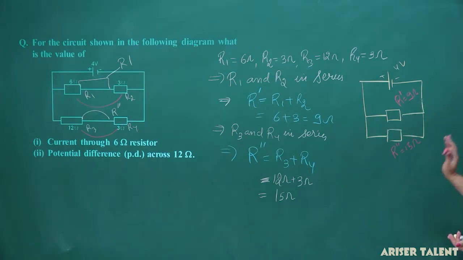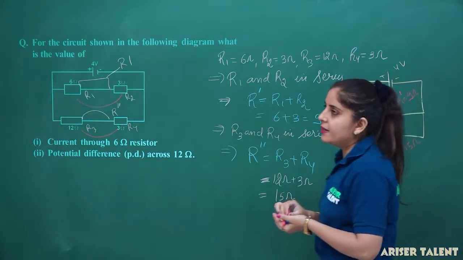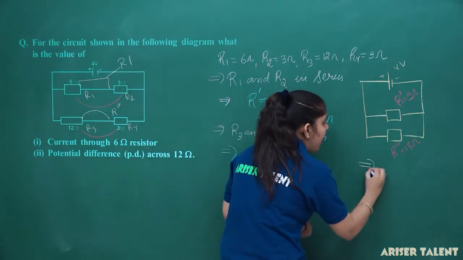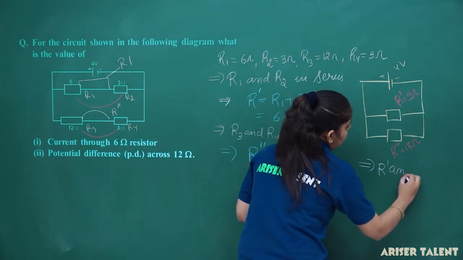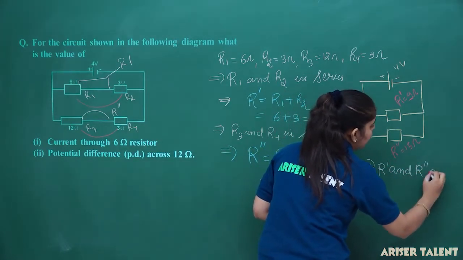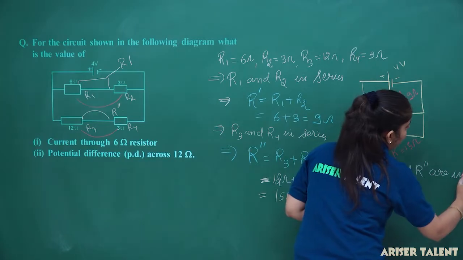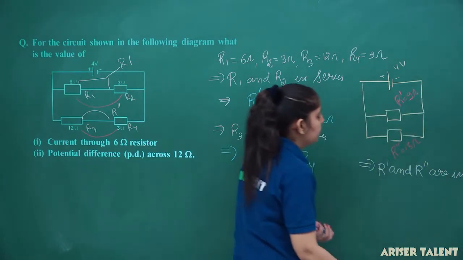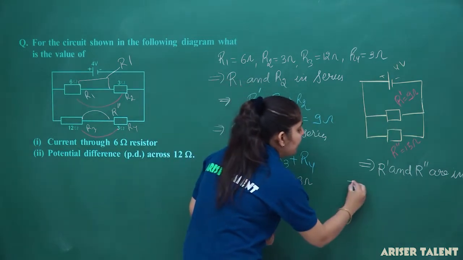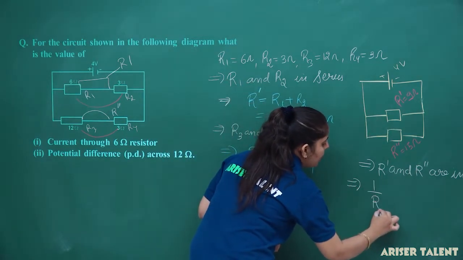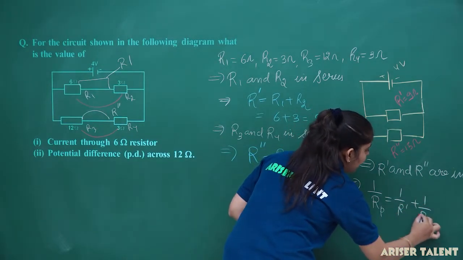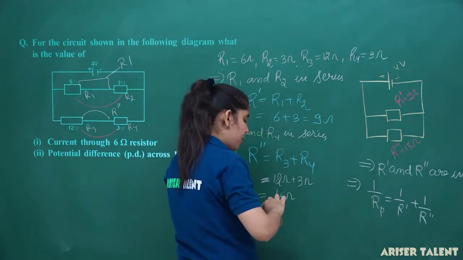And you can see that these two resistances are connected in parallel again. So what we can write here, R dash and R double dash are in parallel. Now for the parallel combination, again we have a formula: 1 upon Rp equal to 1 upon R dash plus 1 upon R double dash. This is the formula we have.